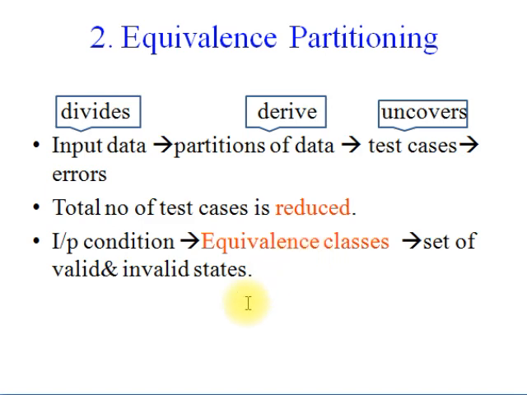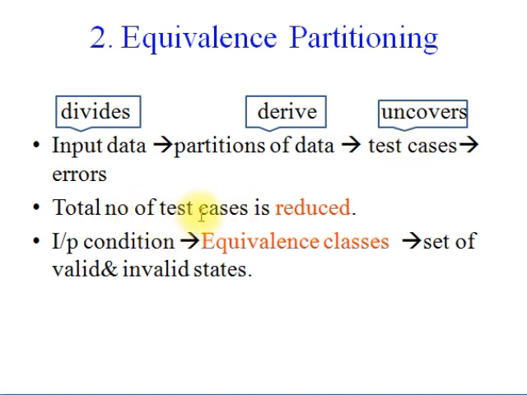The second method is equivalence partitioning. In equivalence partitioning, your input data is partitioned based on some conditions and test cases. The input data is divided into different partitions, that is, derived partitions of data, and based on those partitions we will uncover test cases. The test cases will uncover errors, so based on the test cases we will find different errors in your input.